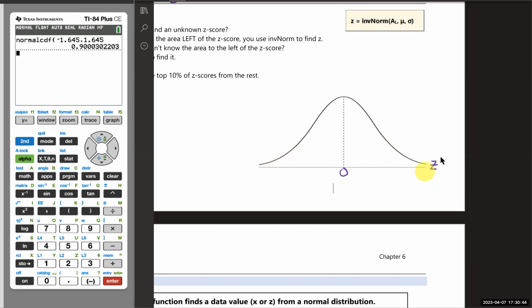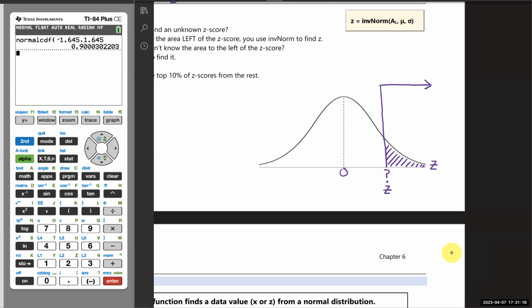So top is to the positive side, and we're looking for the z-score that separates the top 10%. Remember, the whole graph is 100%. So top 10%, there's going to be some value. I'll put a question mark there. I want to find that missing z-score that separates the top 10% of z-scores. So we'll be drawing this picture quite a bit.